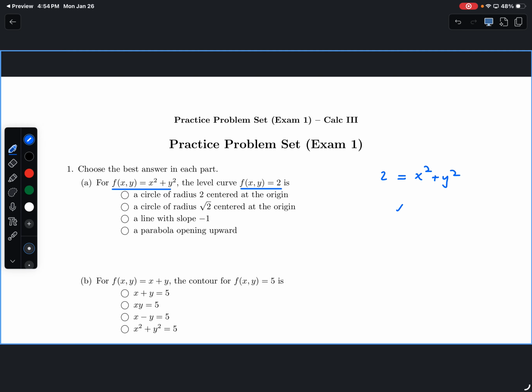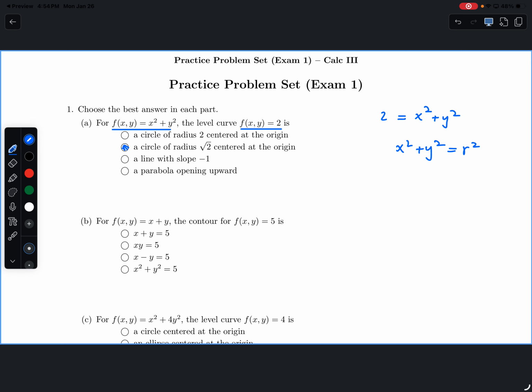Now if you compare this with the equation of a circle whose center is origin and radius is r, you will eventually know that this is the equation of a circle centered at origin and radius is root 2. It's not 2, it's root 2. So obviously there are two options, but the correct one is the second one. Okay?